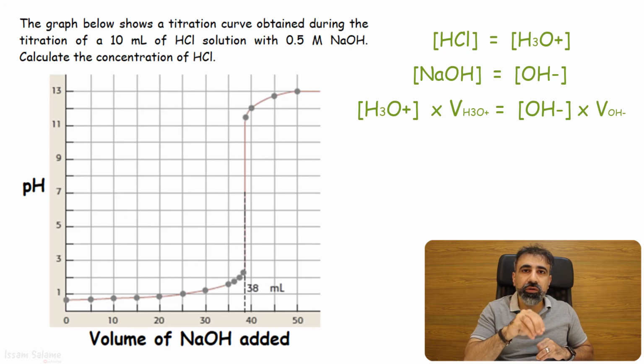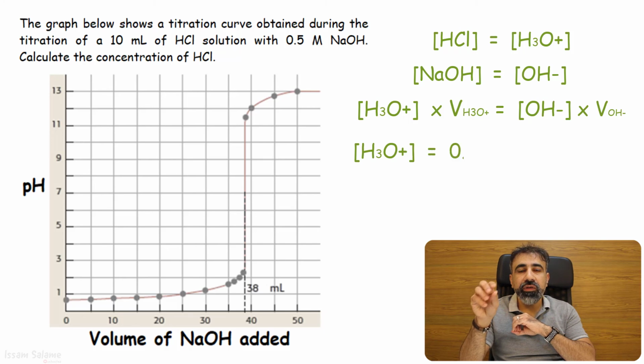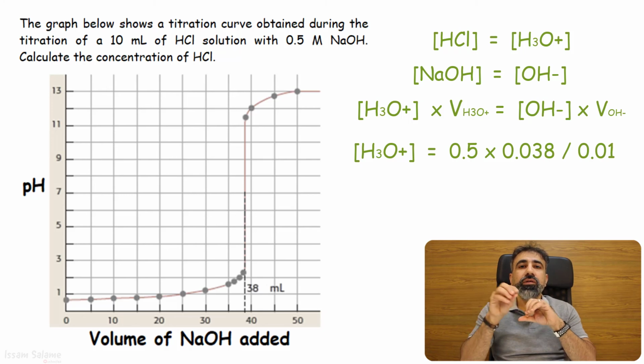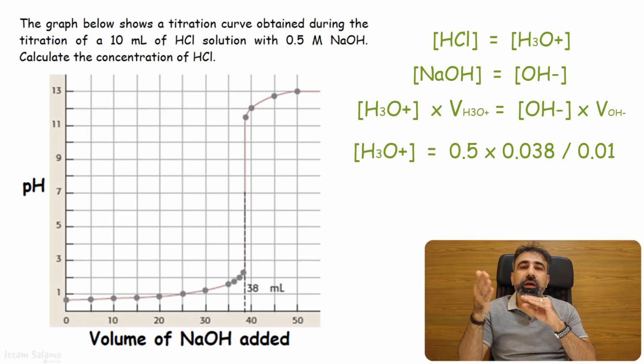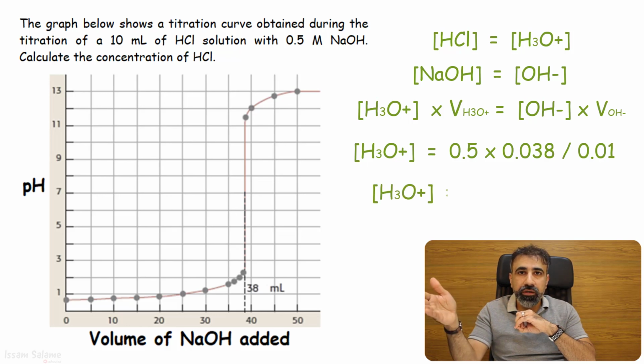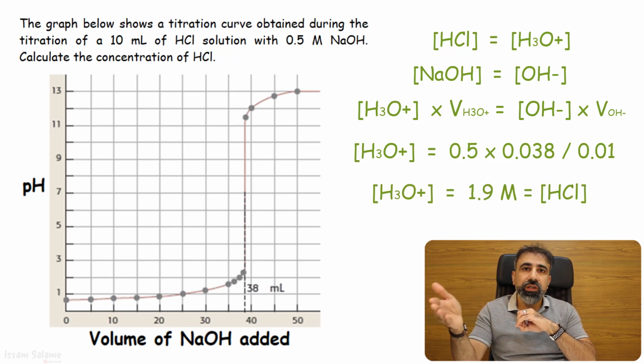Concentration of hydronium ions is equal to 0.5 times 0.038 divided by 0.01. I converted the volumes to liters. By the way, if you don't convert them to liters, you are going to get the same answer. And the concentration of hydronium ions is going to be equal to 1.9 molar, which is equal to the concentration of hydrochloric acid.